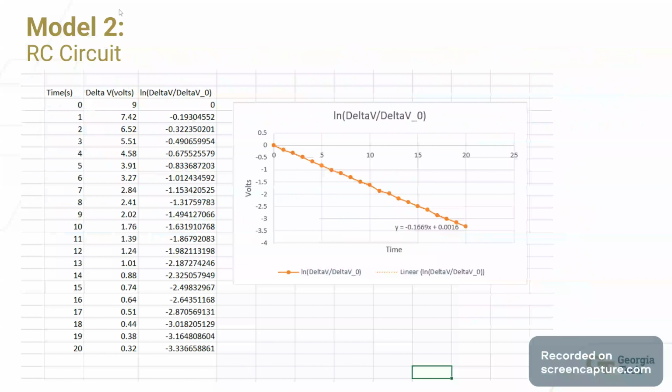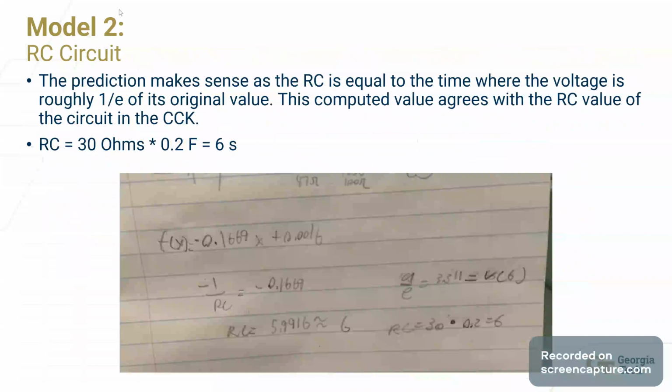Here is my graph of the natural log of delta V over delta V0, and it's linear as it should be. This prediction makes sense, as the RC is equal to the time where the voltage is roughly 1 over e of its original value. This computed value agrees with the RC value of the circuit in CCK, where the RC is equal to 30 ohms times 0.2, which is about 6 seconds. You can see my calculations below, using the formula on the previous slide.